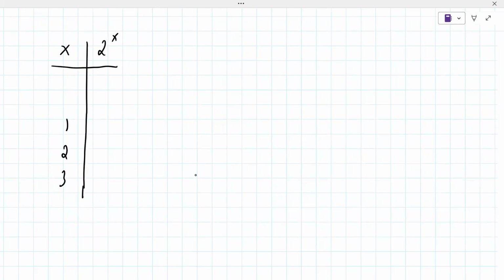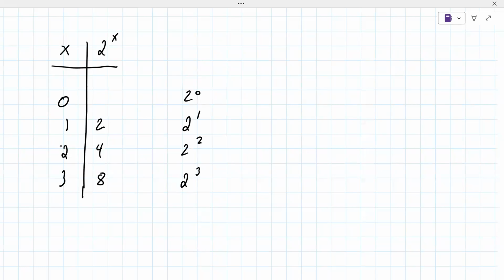All right, so if we were to make a table for the parent function, can you tell me what these first three x values would be? It's 2 to the 1, 2 to the 2, and 2 to the 3. Do you remember what exponents? Well, I think it would be 2, 4, and 8. You got it.